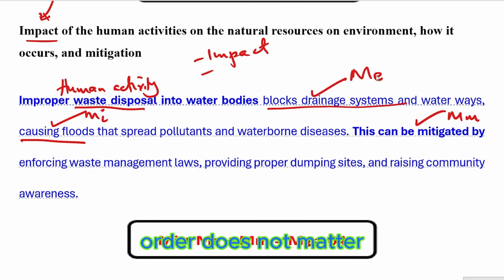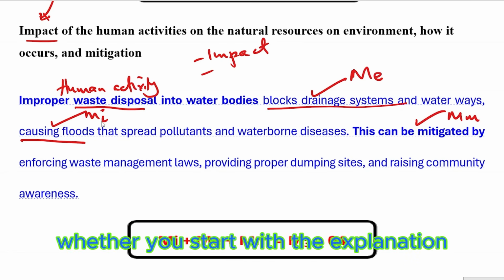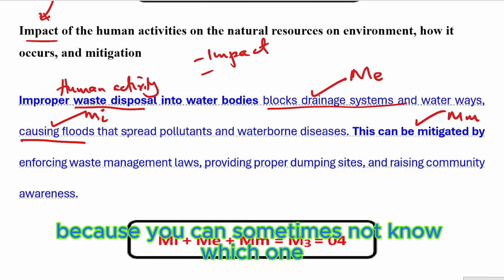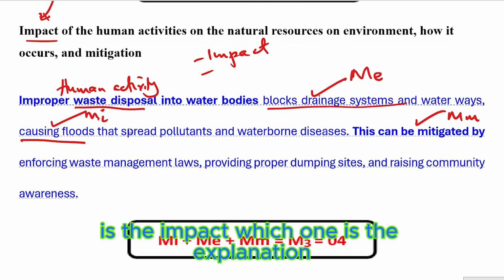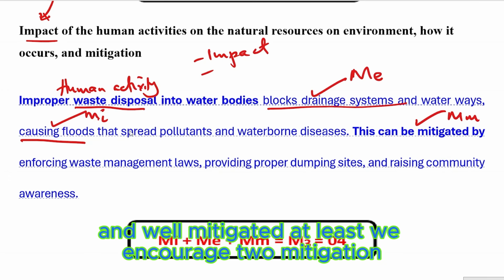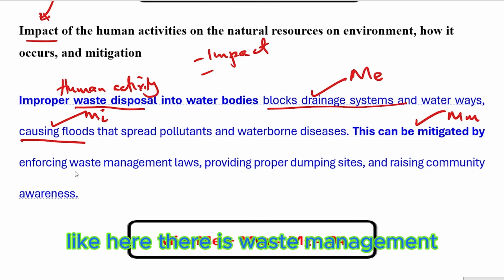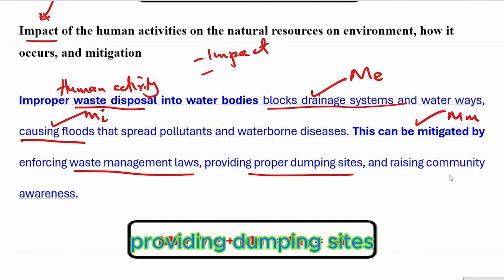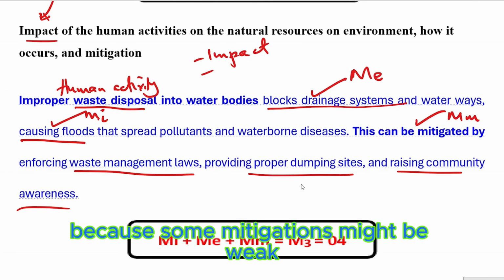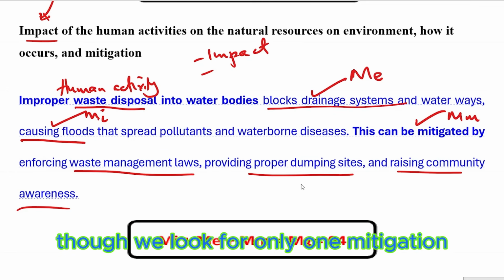Of course, order does not matter, whether it starts with the explanation and the impact later, because you can sometimes not know which one is the impact and which one is the explanation. So just write something that is well explained and well mitigated. At least we encourage two mitigations. Like here, there is waste management, providing dumping sites, raising community awareness. Some mitigations might be weak, though we look for only one mitigation.